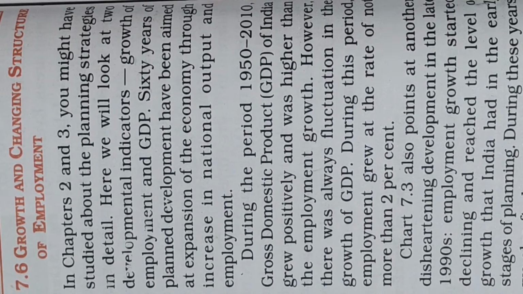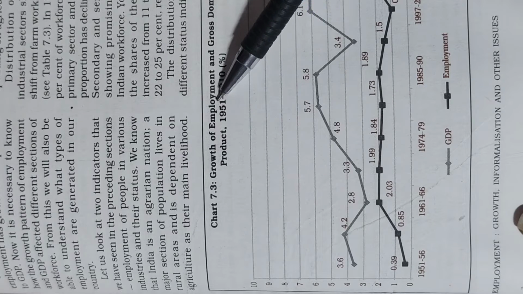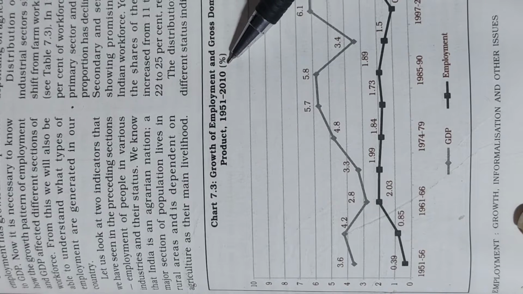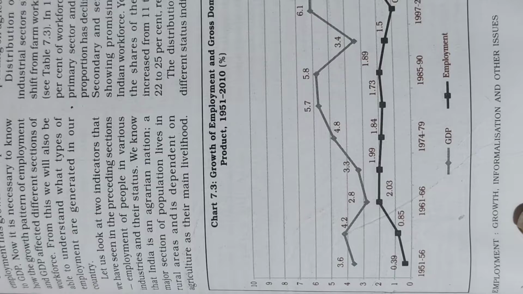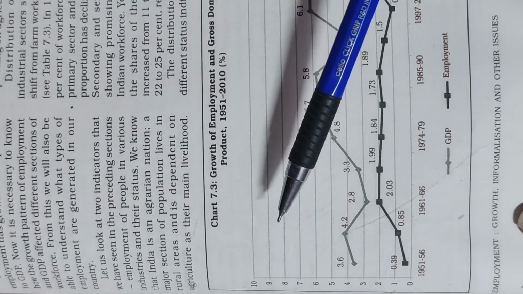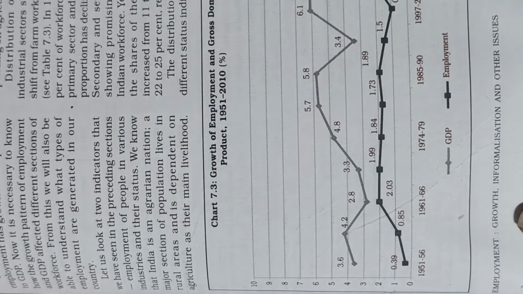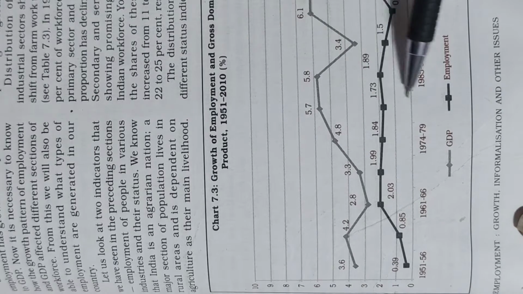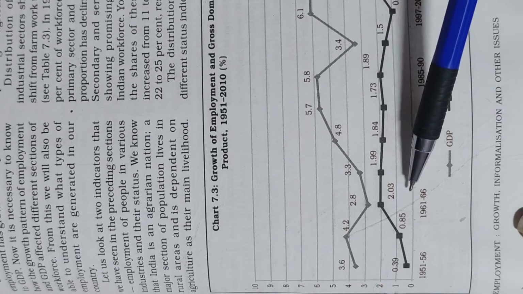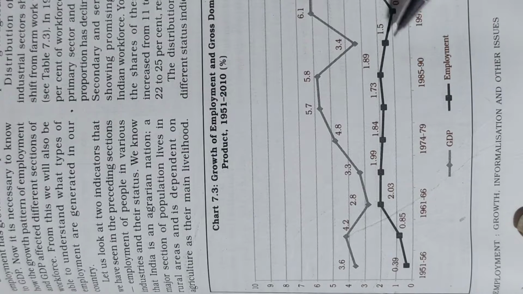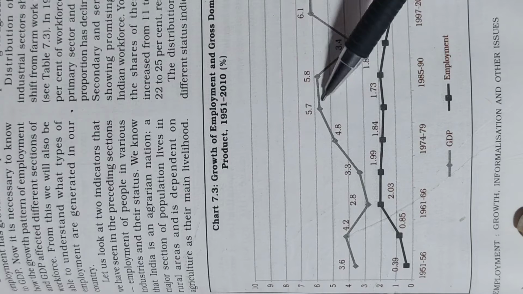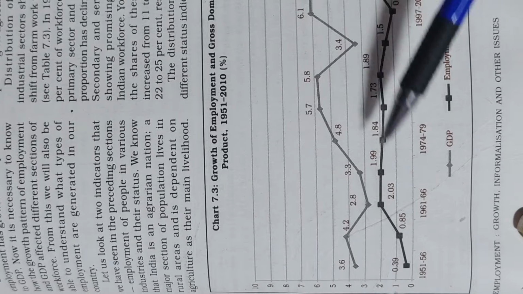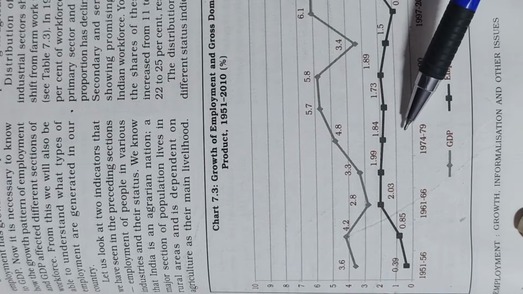So let me show the chart. This chart shows the growth of employment and GDP, 1951 to 2010. On the x-axis, we have the years given, and on the y-axis, we have the percentage. In the chart you'll find that the employment growth started declining. The dark line here is employment and the light one is the GDP. So what do you find? Look at this. It's going down and this is going up.